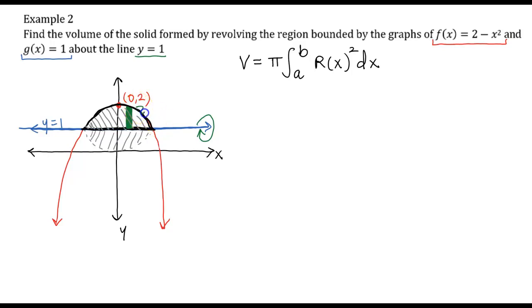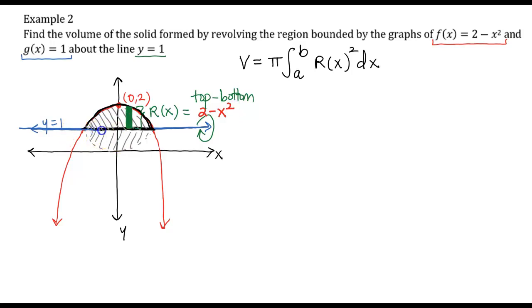Let's go find what r of x is. How tall is that rectangle? I will find that vertical distance by doing top minus bottom. The top of that rectangle hits the parabola, which is 2 minus x squared.